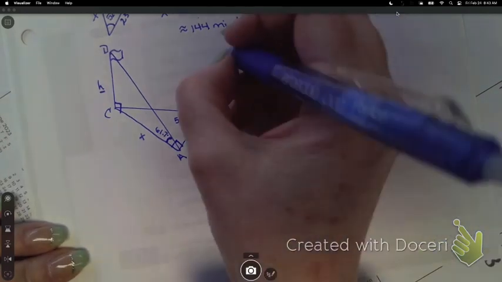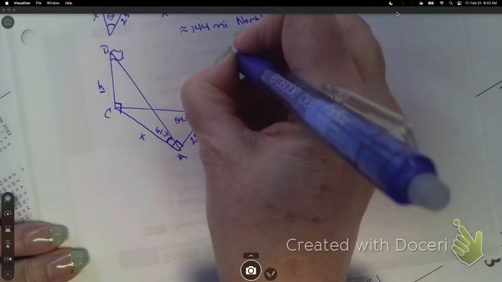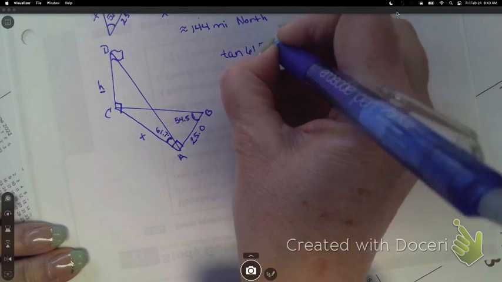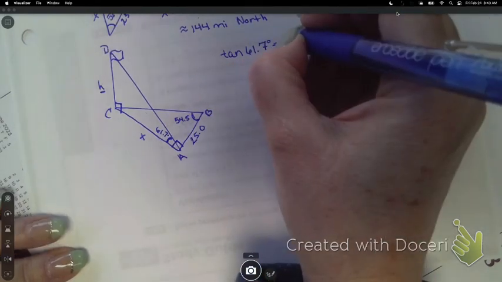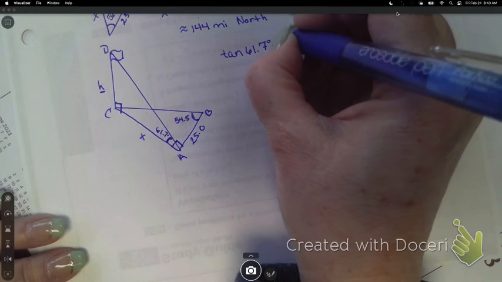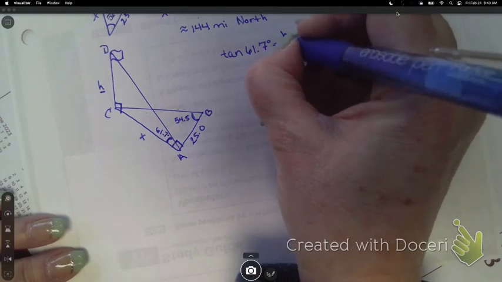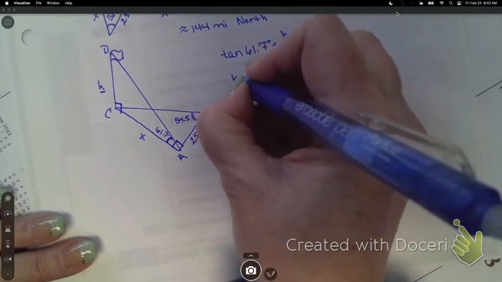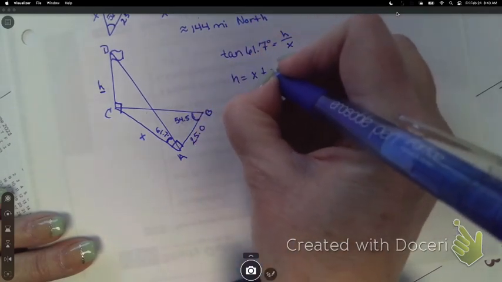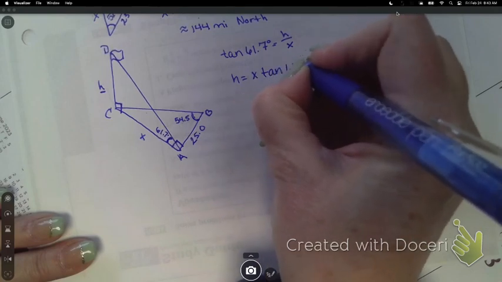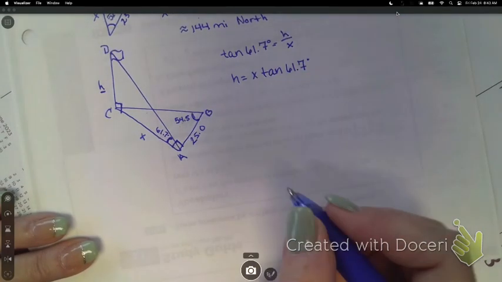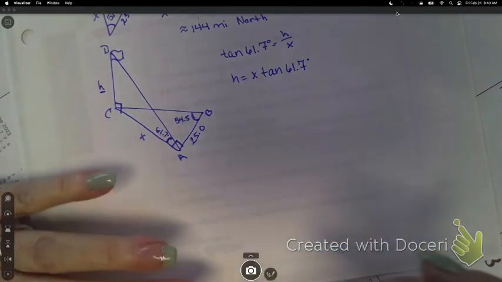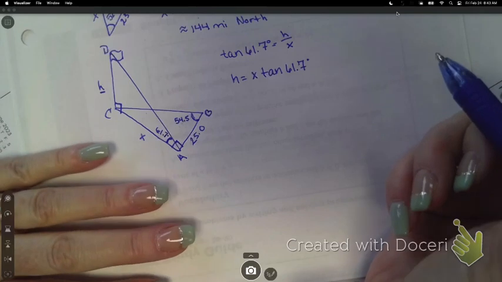I use tangent. It would be tangent of 61.7 equals H over X. So then H is going to equal X tangent of 61.7. So that's my plan, right? So now I need to go find what? X. So how am I going to find X?